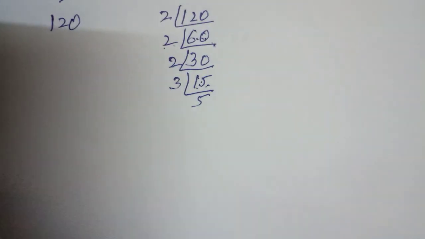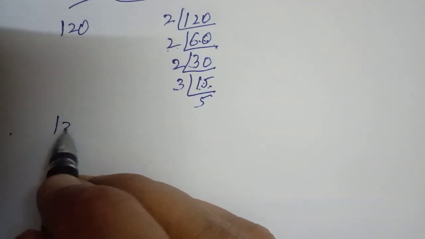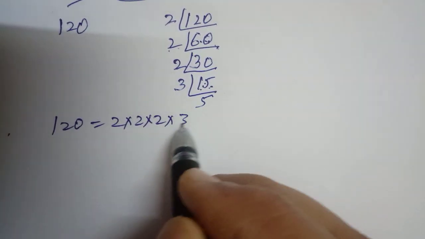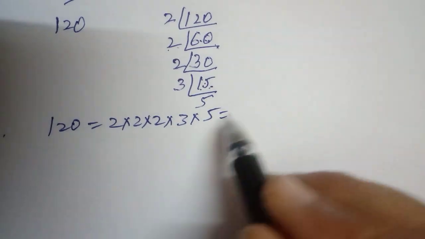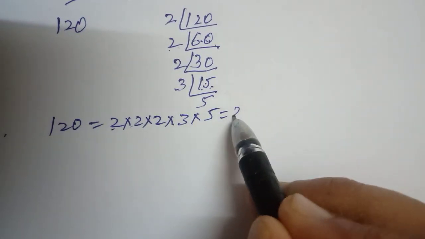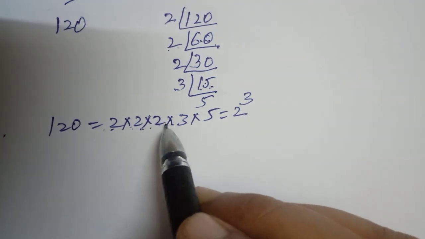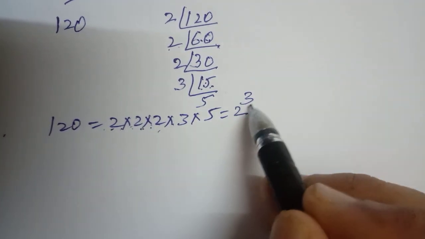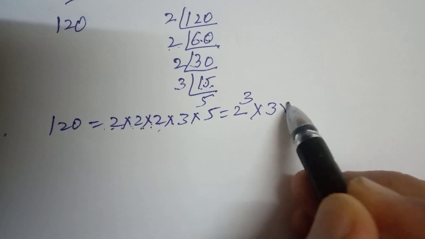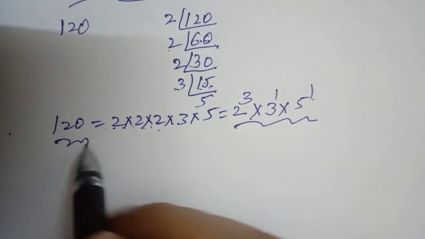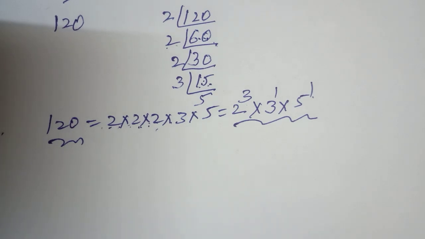So 120 can be written as 2 into 2 into 2 into 3 into 5. How many 2's are there? 3. So 2 cube. How many times is 2 being multiplied by itself? 3 times. So 2 cube into 3 to the power of 1, 5 to the power of 1. This is how we can write the expanded form of the factors of the given number.